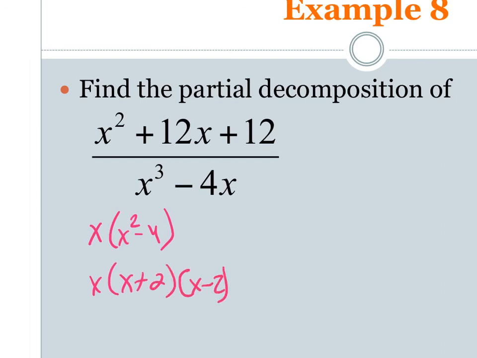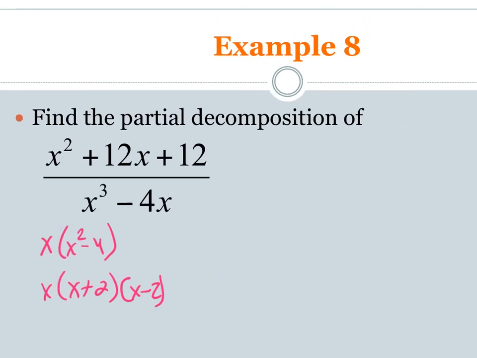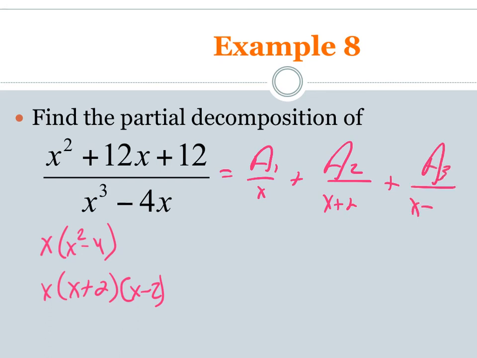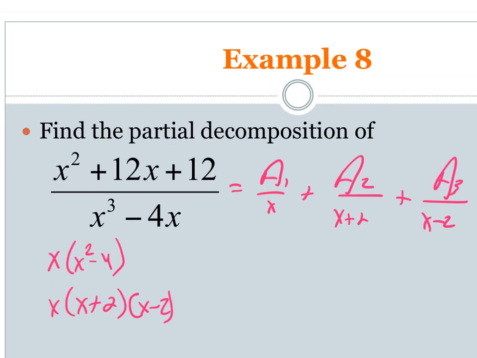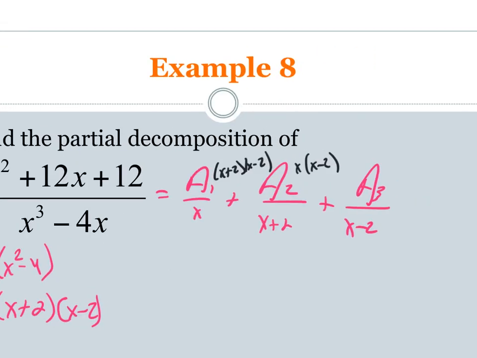So now when you pull it apart, how many fractions are you going to have? 3. Right? So we're going to go here. a sub 1 is going to be over x. a sub 2 is going to be over x plus 2. And a sub 3 is going to be over x minus 2. And then we go through the same process, guys. The first one has the x. It's missing x plus 2, x minus 2. This one has the x plus 2. It's missing x and x minus 2. This one has the x minus 2. It's missing x and x plus 2.